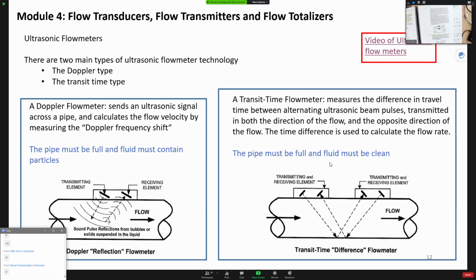They have their own usage. This one cannot be used on clear fluid. The fluid has to contain some kind of particles. This one must be used on clear fluid. If the fluid contains particles, this one is not going to work too well. I think I have an ultrasonic flow meter video. Let me see if I can find that.